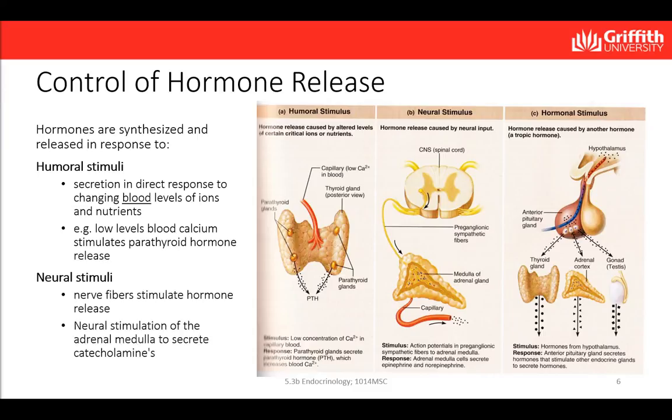In a few cases, nerve fibers can stimulate hormone release. The classic example of neural stimuli is the response to stress, in which the sympathetic nervous system stimulates the adrenal medulla to release norepinephrine and epinephrine, or noradrenaline and adrenaline. Finally, many endocrine glands release their hormones in response to hormones produced by other endocrine glands. For example, the hormones produced in the hypothalamus regulate the secretion of most of the anterior pituitary hormones, and many anterior pituitary hormones then in turn stimulate other endocrine organs to release their hormones.